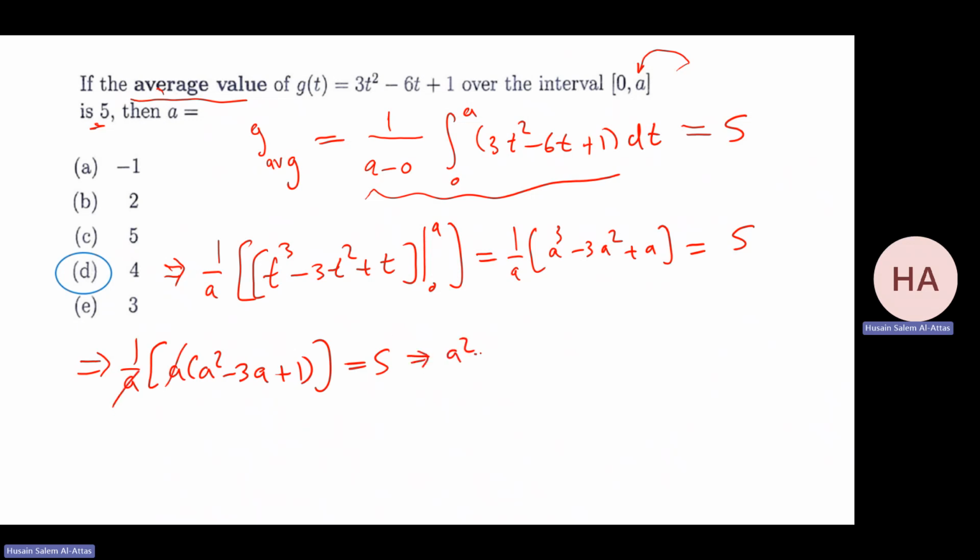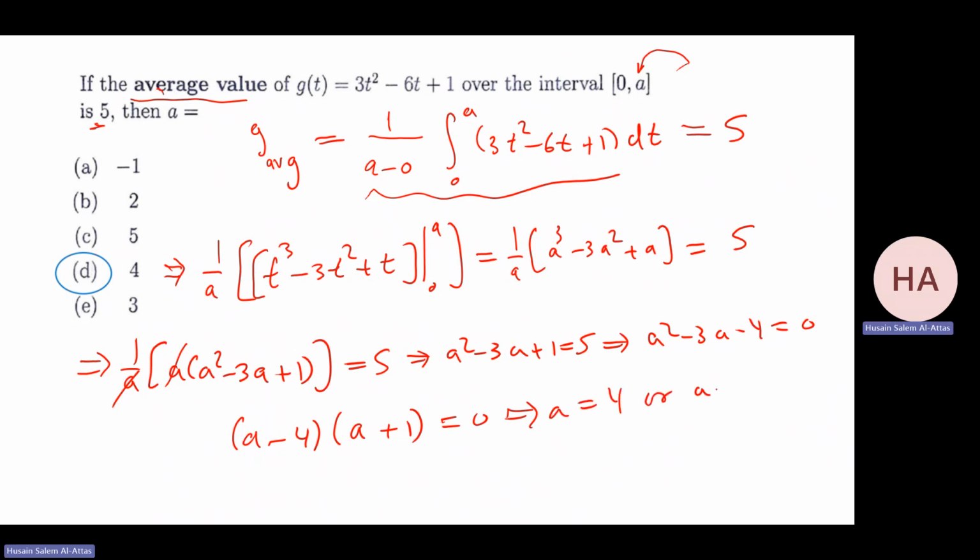So I have a squared minus 3a plus 1 equals 5. So I have a squared minus 3a minus 4 is equal to 0. So I have a minus 4 times a plus 1 equal to 0. Am I right? Yeah, minus 4 plus 1 gives you minus 3. So a equals 4 or a equals minus 1.